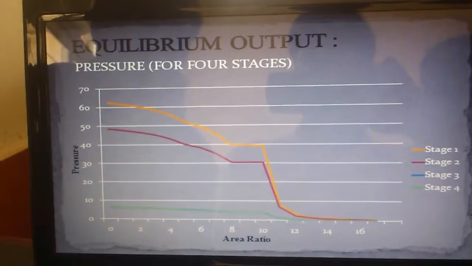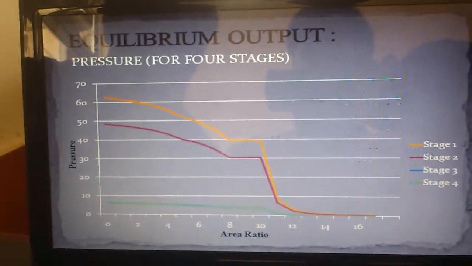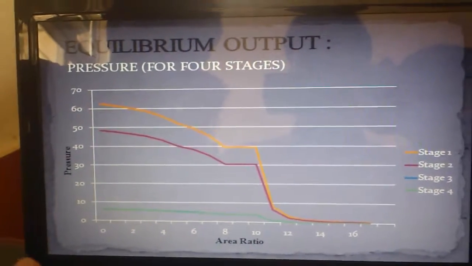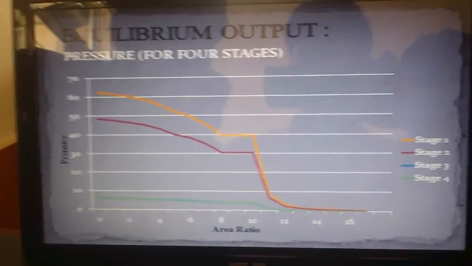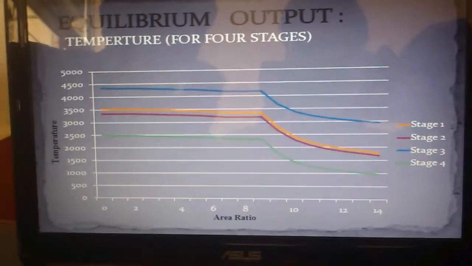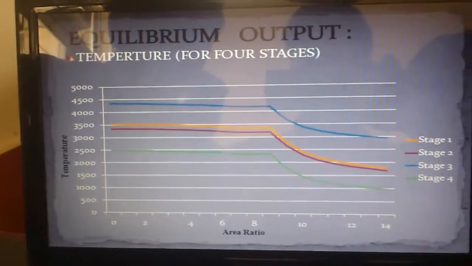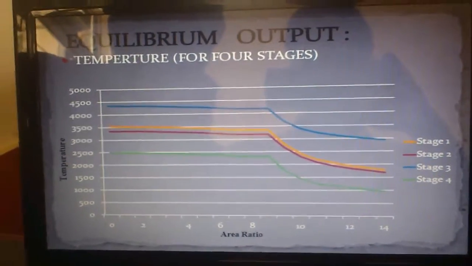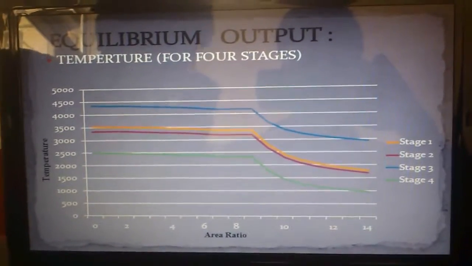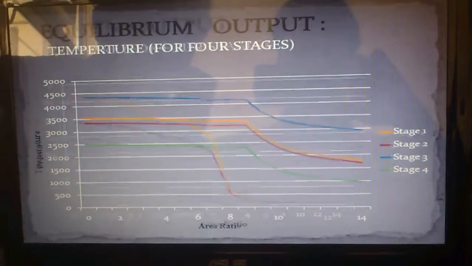This is the equilibrium output for the 4 stages, and this is plotted for pressure, and the graph is plotted between the area ratio and pressure for 4 stages. This is the equilibrium output for temperature, and the graph is plotted for 4 stages. And the graph is plotted between the area ratio and temperature.